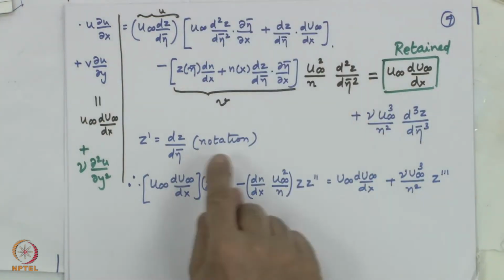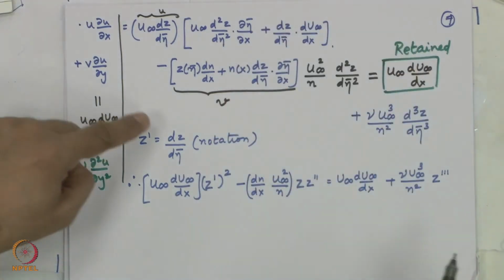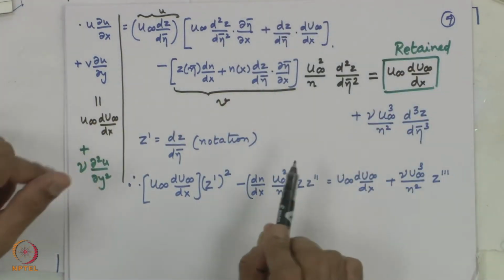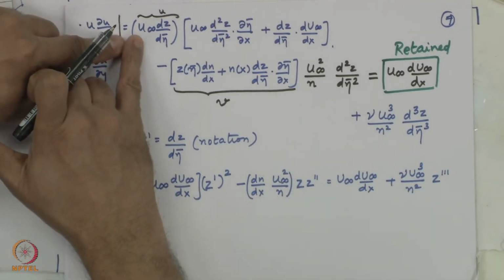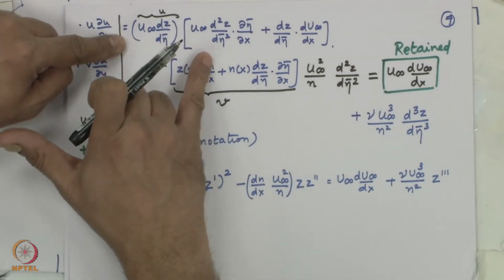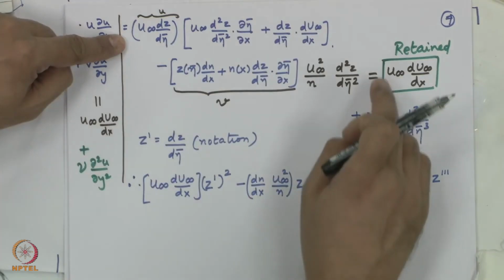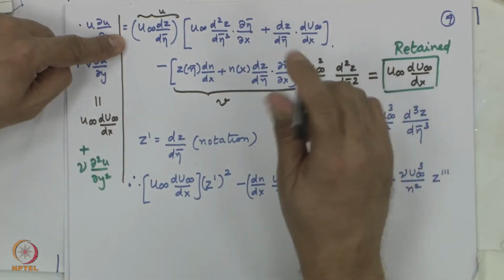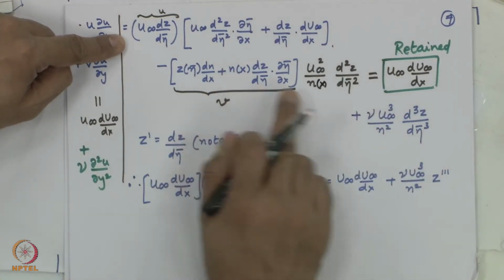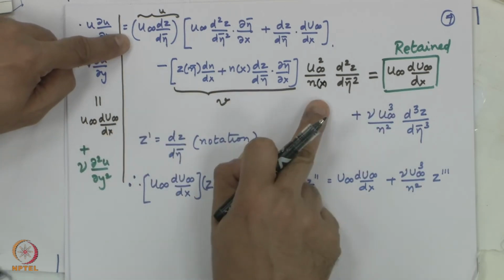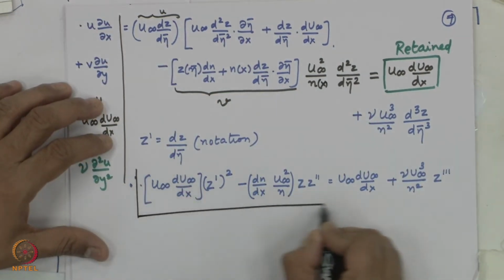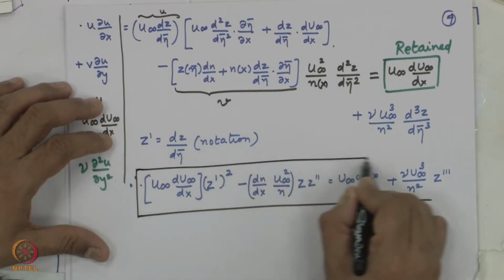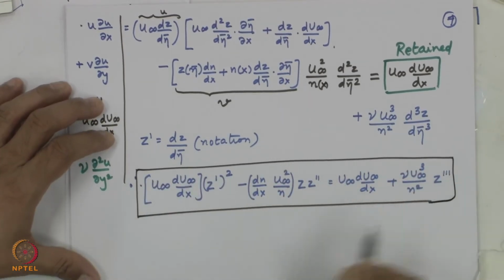Just using this notation and simplifying, you will cancel off a few terms because of this simplification. For example, u infinity squared d squared z d n squared d eta by dx, this term would cancel. N of x here would cancel with this n of x. This has a minus sign, this has a plus sign. So, several terms will cancel, and this is my simplified Navier-Stokes equation. Very good.